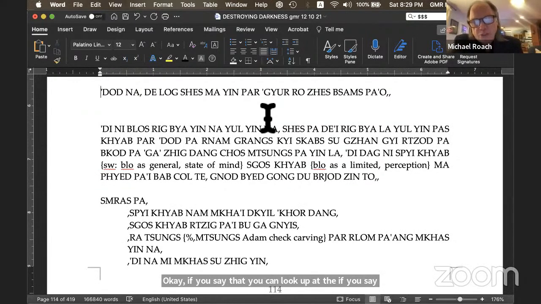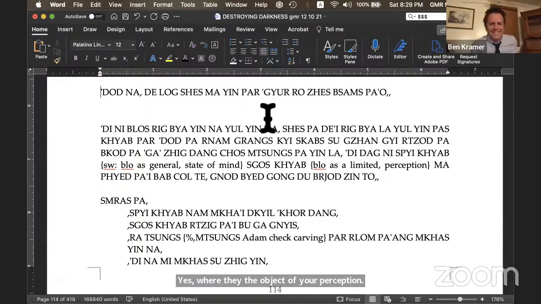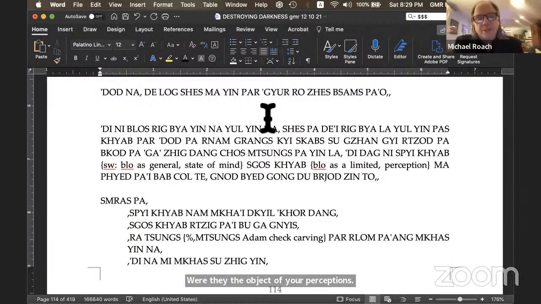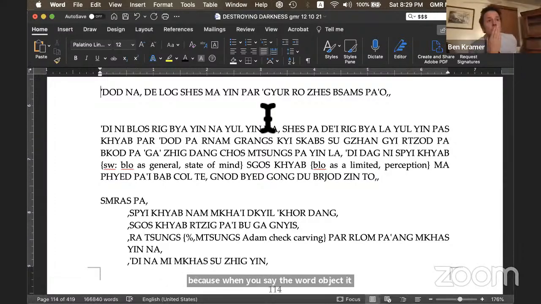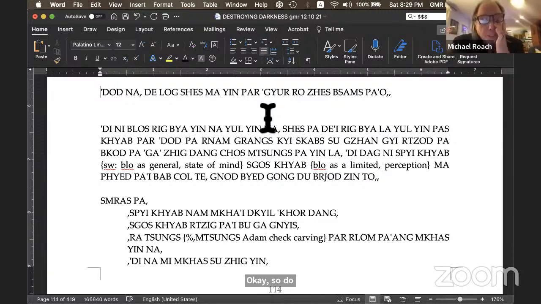Did you look up in the sky today? Yes. Were you pressing on your eyeball with your finger? Yes. Did you see two moons? Yes. Were they the object of your perception? Uh-oh. Did you have an object of perception? No, you have to say no. In our system, when you say the word object, it means existing object. Do you agree that you had an object?